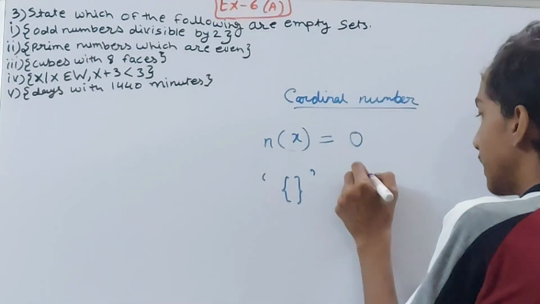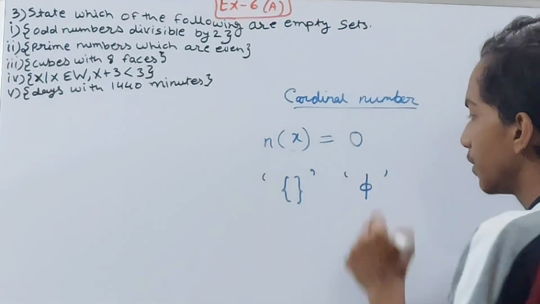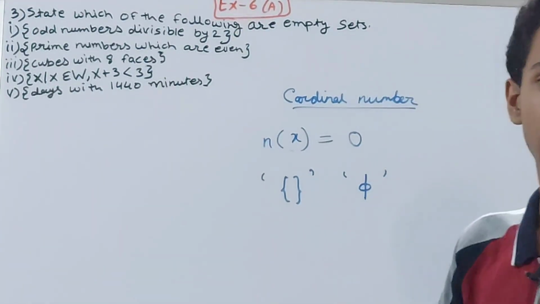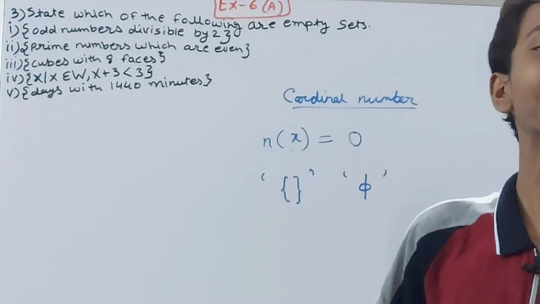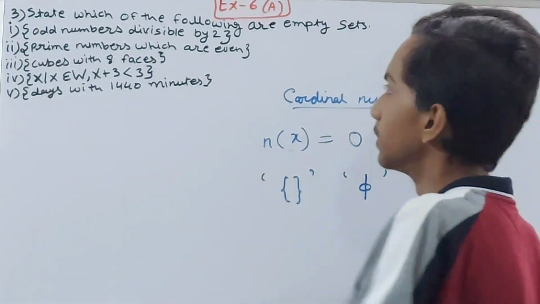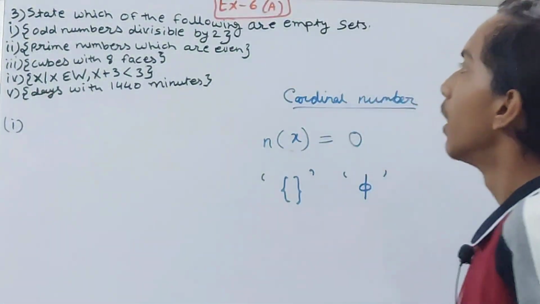One more sign is there, like this. This also denotes an empty set. Any of them you can use. And the very important thing is that the cardinal number is 0. That means it has no elements. So this is all about empty sets. Let's do the questions. First part says odd numbers divisible by 2.